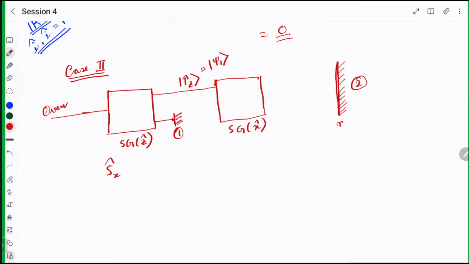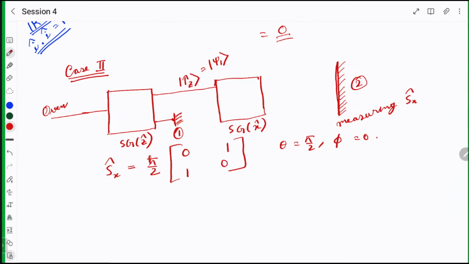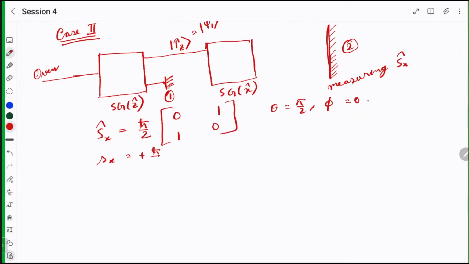Okay, so let's again look at how this would look. In that equation, x corresponds to theta equal to pi by 2 and phi equal to 0. If you put those values, you will get h cross by 2 times the matrix 0, 1, 1, 0. And as usual, the possible values of Sx will be h cross by 2 and minus h cross by 2.